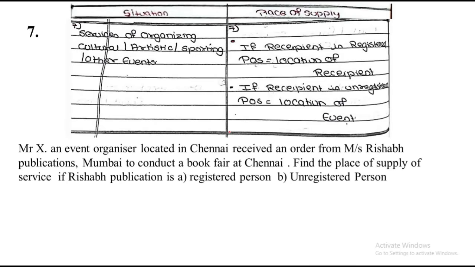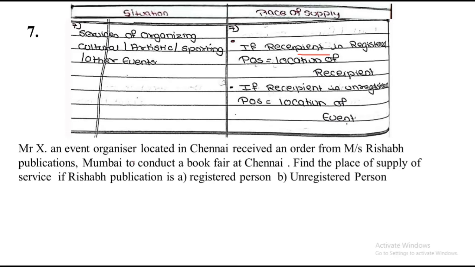Situation number 7, services of organizing cultural, artistic, sporting and other events. In that case, if the recipient is registered, the location of the recipient will be considered. If he is not registered, the location of the event will be considered.